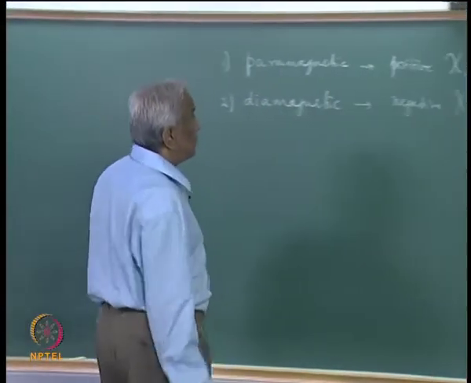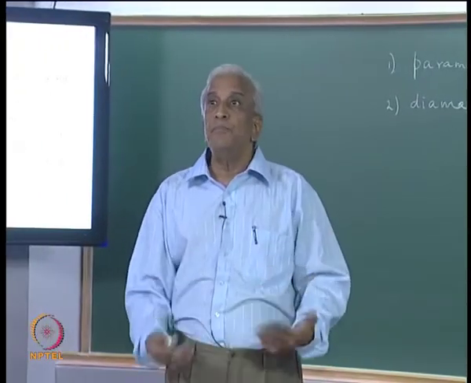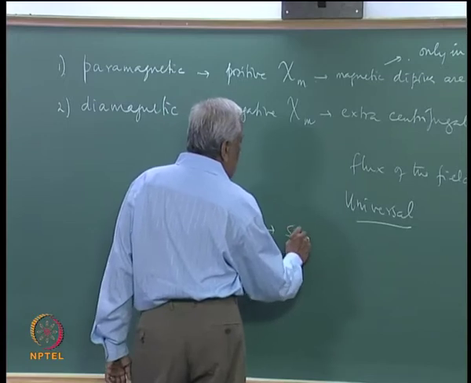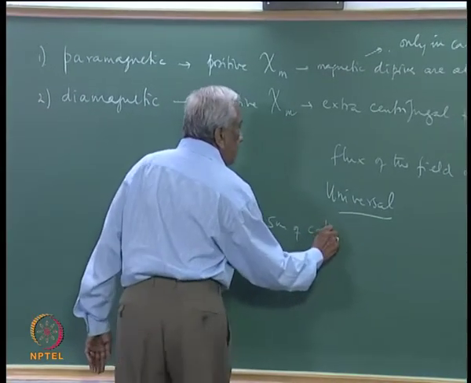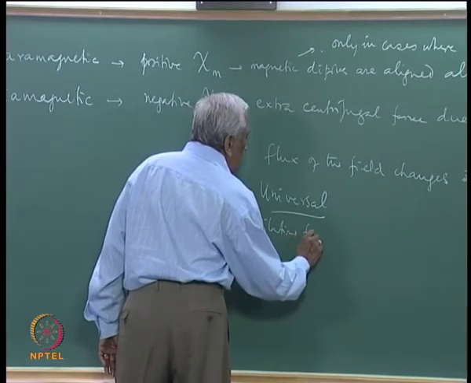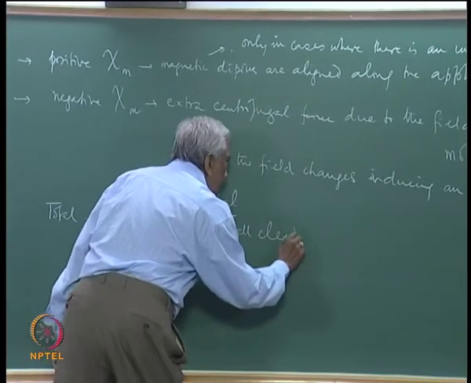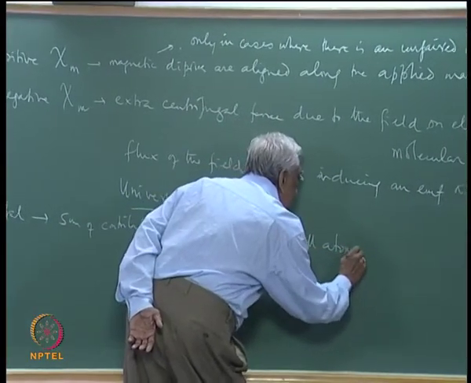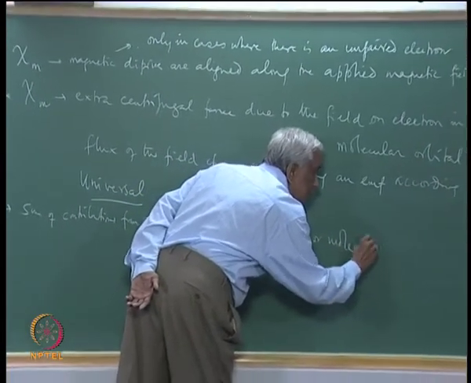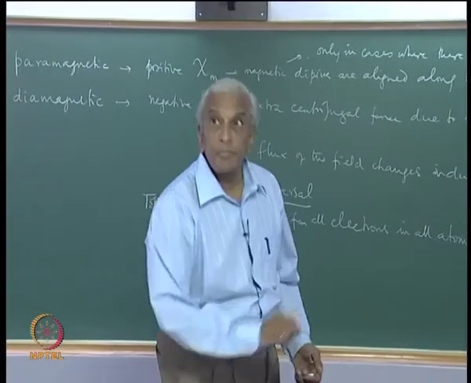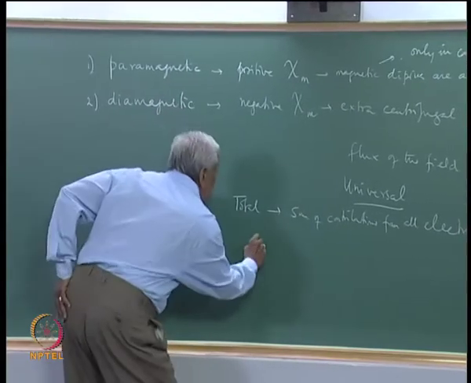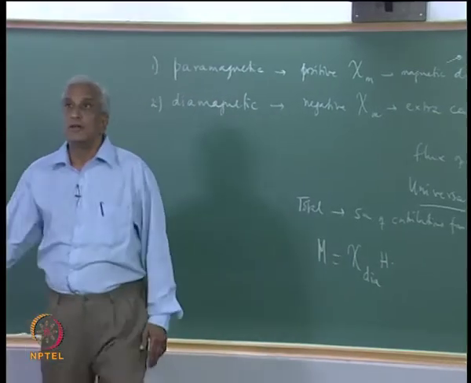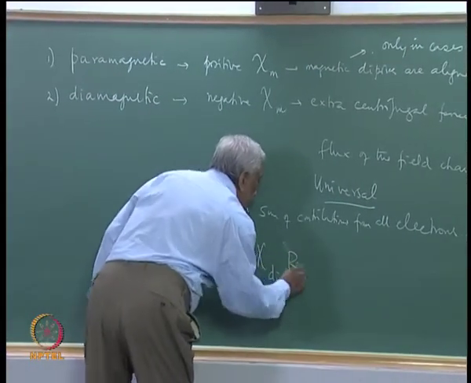The total diamagnetic susceptibility is obtained by summing up the contributions from all the electrons, and then in all atoms or molecules in a given quantity of the material. So, the magnetization is then chi diamagnetic times H or B, where B is the magnetic induction.